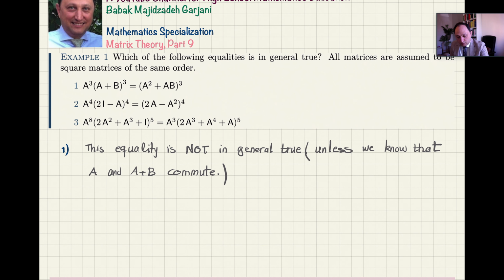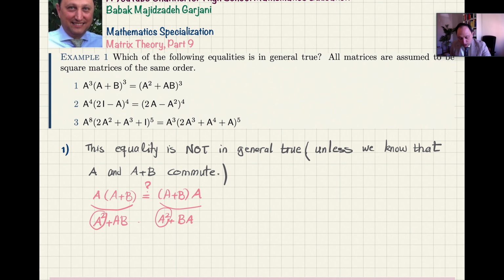So let me just be a little bit more careful here. If I want to say A and A plus B commute, what does it mean? It means that I need to convince myself, is it true or not? But let me simplify this. Distributivity gives me A squared plus AB. Yes. This one, distributivity from the right, gives me A squared plus BA. Of course, there is a common part here, A squared.